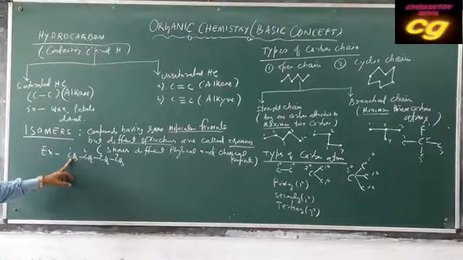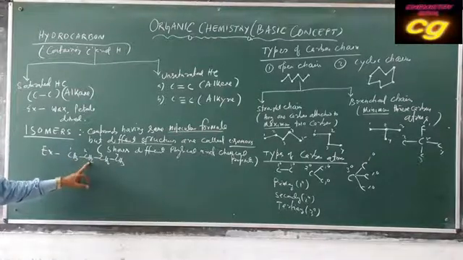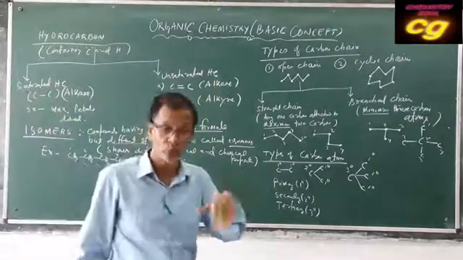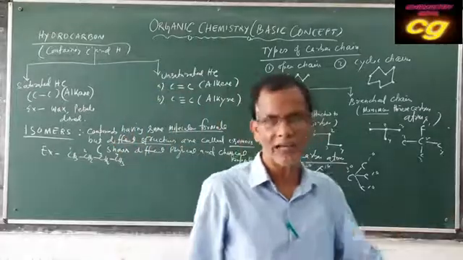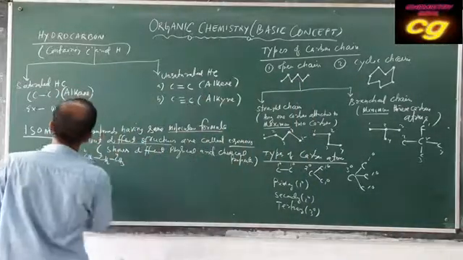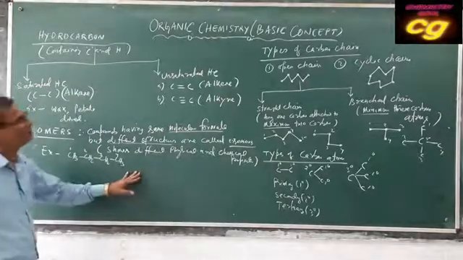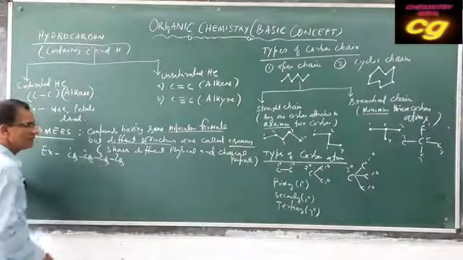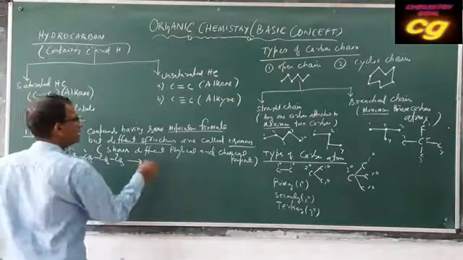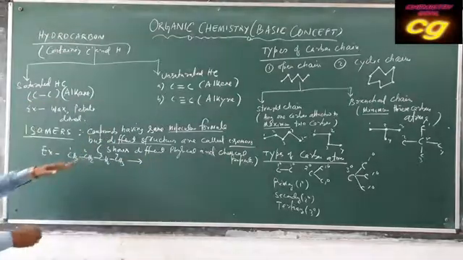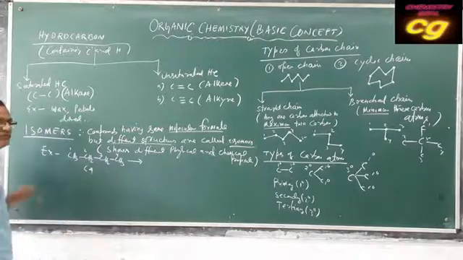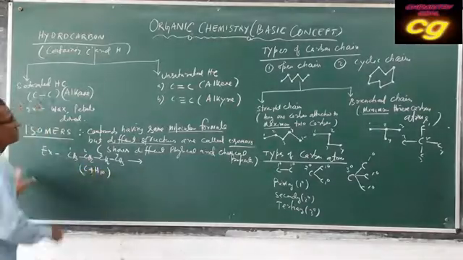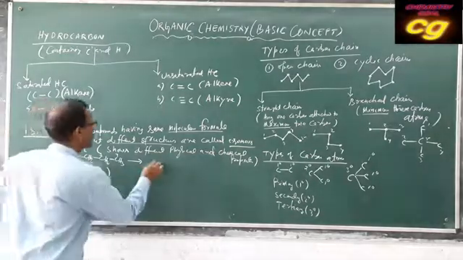Already 1 bond, so 3 required. Already 2 bonds, so 2 hydrogen required. Again 2 bonds, 2 hydrogen required. 1 bond, 3. Like this, you satisfy the valence of carbon by substituting the hydrogen. So this is called a straight chain. What is the molecular formula? This is C4, and how many hydrogen? H10. C4H10.